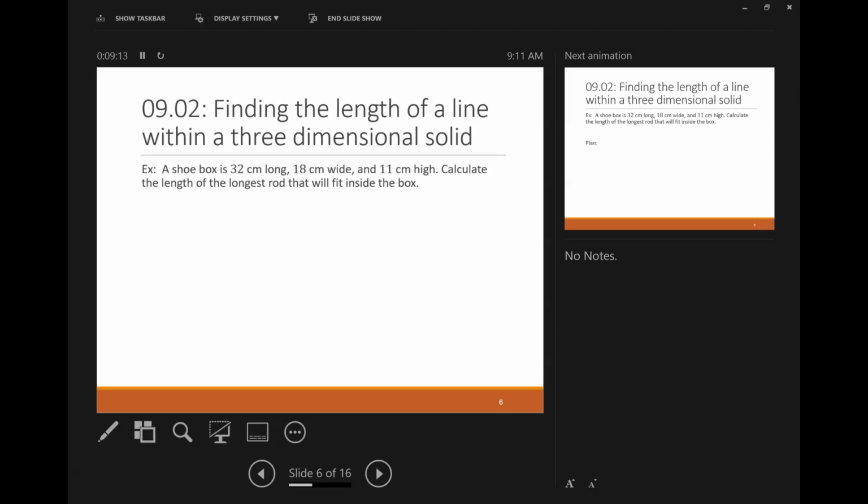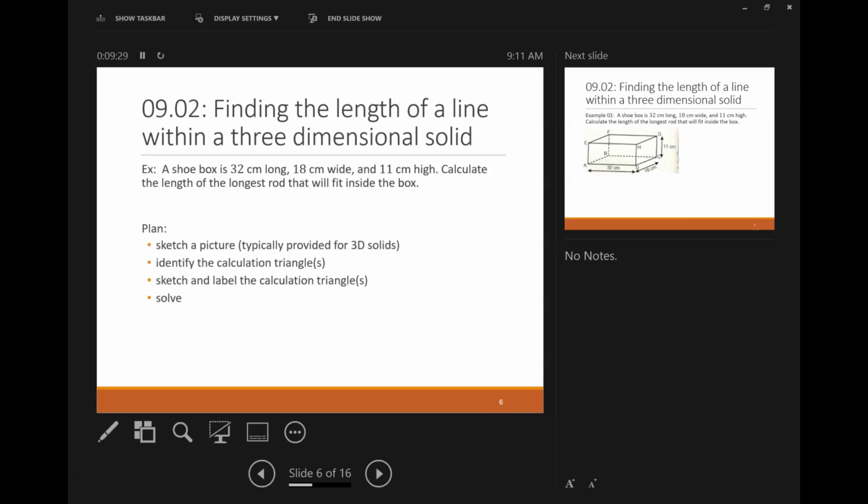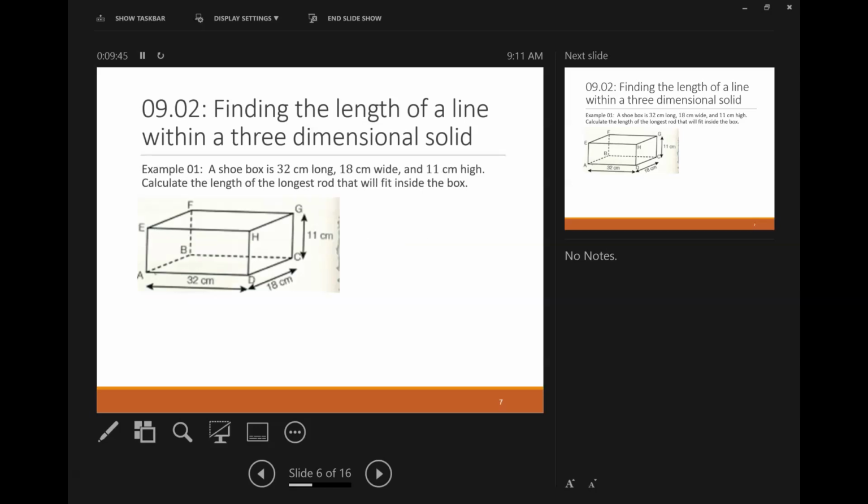So you have to go from the upper top corner to the lower bottom corner; that is going to be the longest possible rod that can fit in there. Does everybody agree with that? So you have to think a little bit in 3 dimensions. Use your imagination. Think about this in space. Okay? So we'll sketch ourselves a picture. We'll find our calculation triangle. We'll sketch and label that triangle off to the side and then solve for the missing piece that we're looking for from that triangle. Everybody okay with that plan?